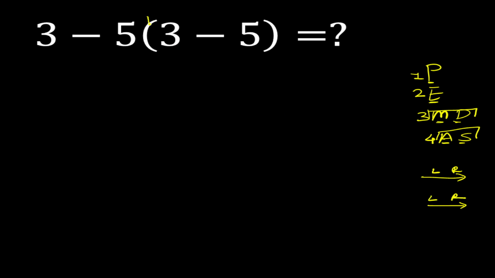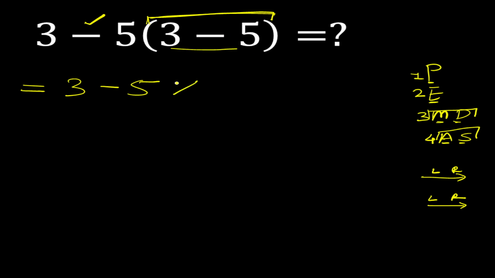So in this question, here we have one parenthesis and here we have one subtraction. So according to PEMDAS, first we have to solve this parenthesis, right? So is equal to 3 minus 5. Now solve this parenthesis. 3 minus 5 is equal to minus 2. So multiply minus 2. Now here we have one subtraction and here you have one multiplication.